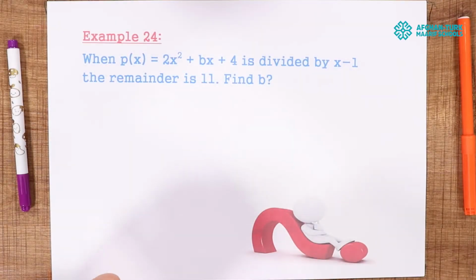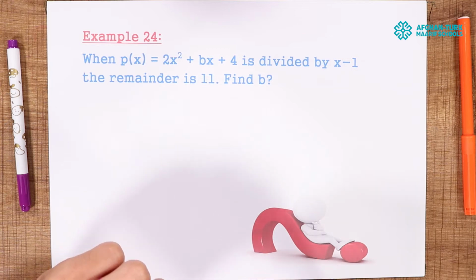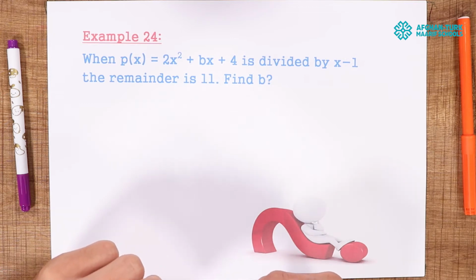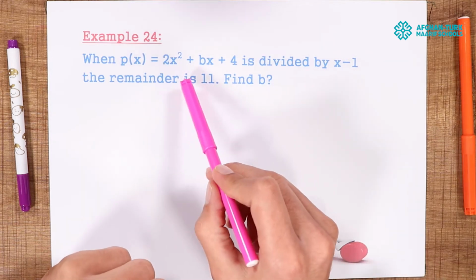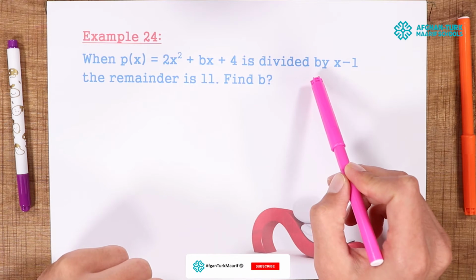Welcome back, guys. We were finding the remainder of a polynomial when dividing by x minus a, which is the binomial form of x minus a. And we said that the remainder of any polynomial is p of a. And here we will do some more examples about the remainder theorem.